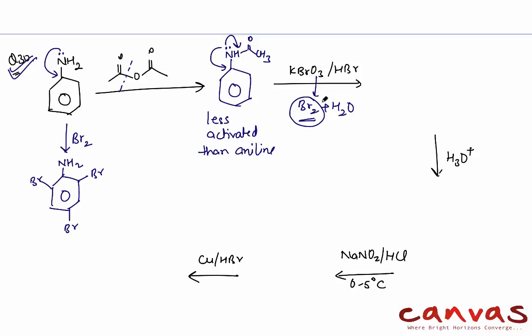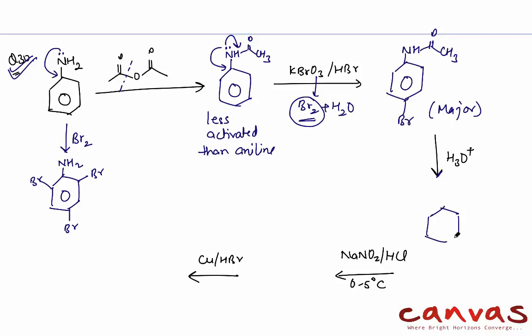Okay, so once Br2 is generated, we just have to carry out the electrophilic bromination. So NHCOCH3. Now since it's a bulky group, the ortho positions are sterically hindered. So the major product will be the para-bromo. Okay, so we don't need to draw the minor product, that will be the ortho. And finally, when you carry out the acidic hydrolysis, the NHCOCH3 will again return back to the original form. This COCH3 is removed. So what do you get again? You get an NH2 group here and we have a bromine.